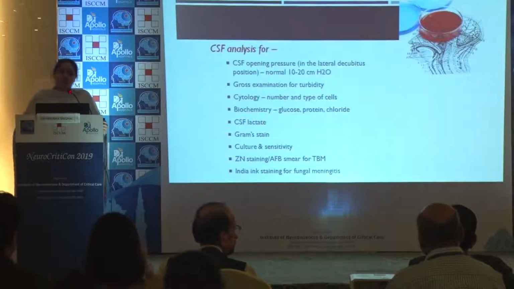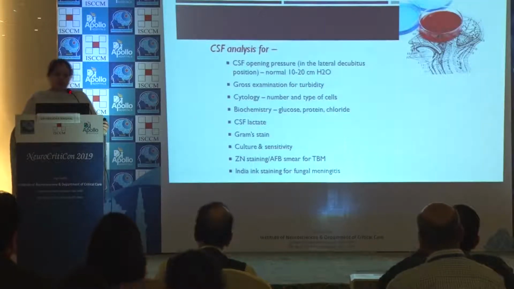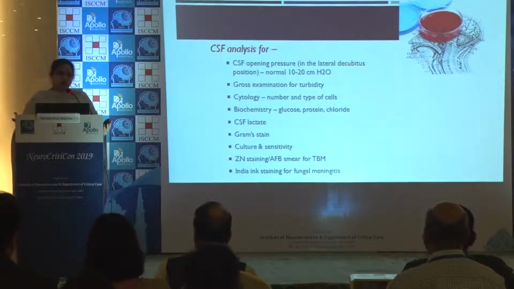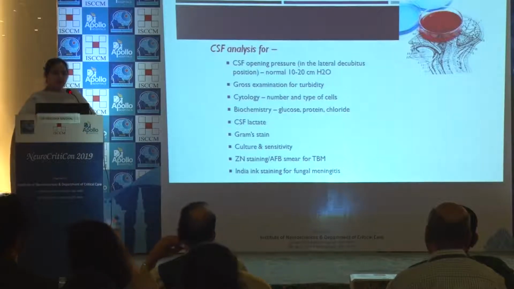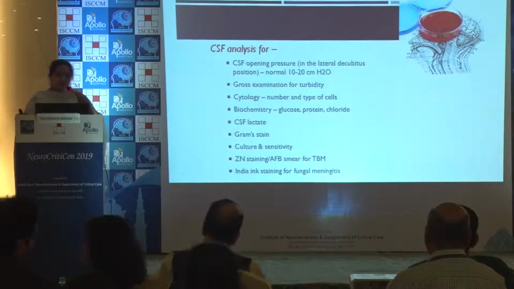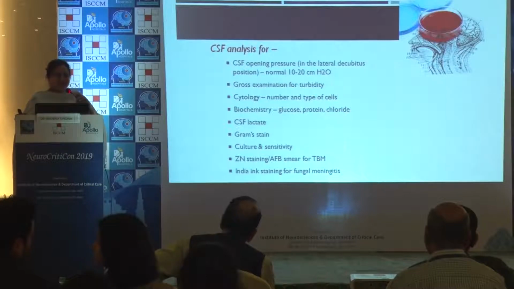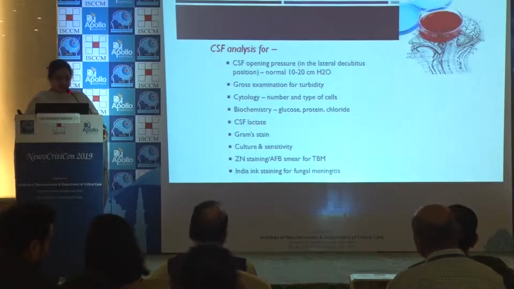All right, so when you perform an LP, what do you look for? The opening pressure, of course. The first thing that you look for is your opening pressure. Normally it is 10 to 20 centimeters in the lateral decubitus position. You look for turbidity. A patient with pyogenic meningitis will have a turbid CSF. You look for cytology, the number and type of cells. The normal number is 0 to 5, and the type is lymphocytes.